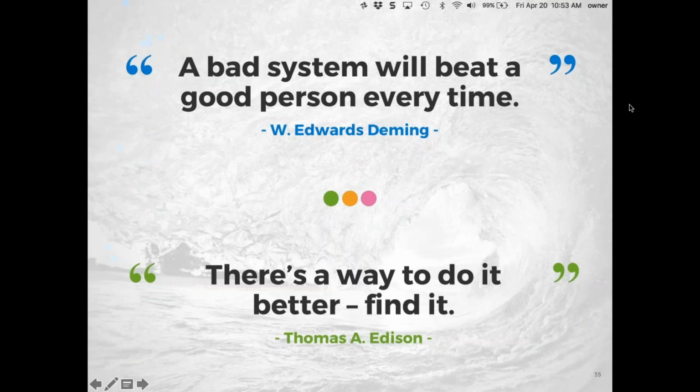And why does this happen so much? Well, in transactional environments, processes are invisible. You can't see the process. And so we blame what we see, the people.